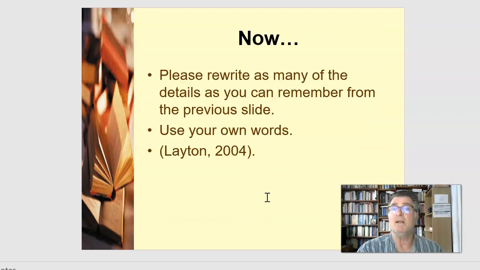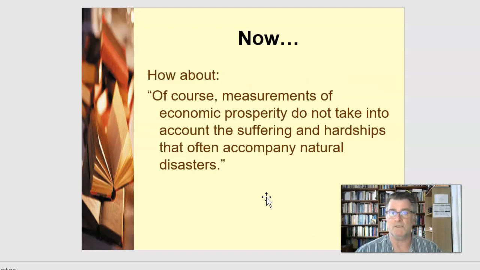So once again, let's see if we can rewrite this idea into our own words. And it would look something like this. Of course, measurements of economic prosperity do not take into account the suffering and hardships that often accompany natural disasters. So can you imagine that sentence and the previous one that we wrote in our own words? Those two sentences now summarize almost a paragraph length statement, right?